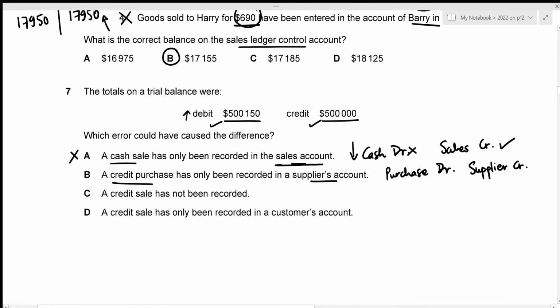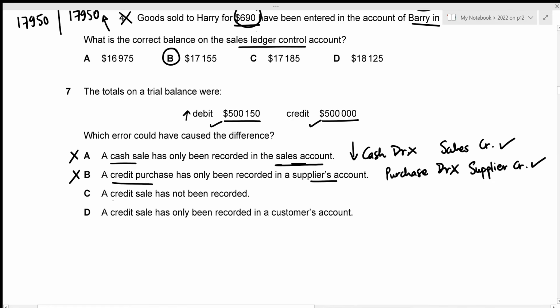Again, we are told that it has only been recorded in the supplier's account. So it has been recorded on the credit side, but not on the debit side, which would result in a lower debit balance. But in the question, we are given a higher debit balance, which means that the error in B could not have caused the difference. So this is incorrect as well.